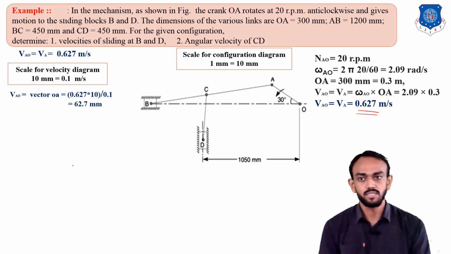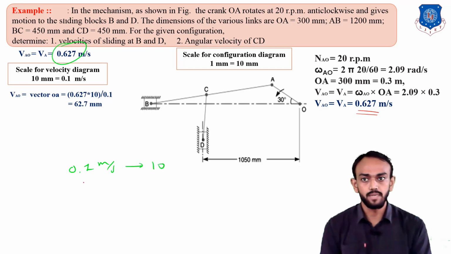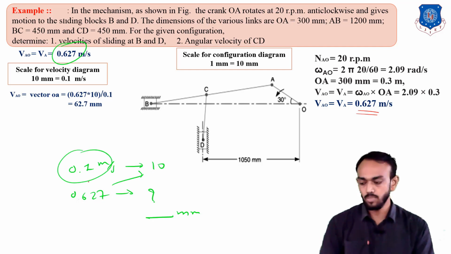This is a very easy calculation. 0.1 meter per second is equal to 10 mm. So for 0.627, what will be the length in mm? You will get it as 0.627 into 10 divided by 0.1.